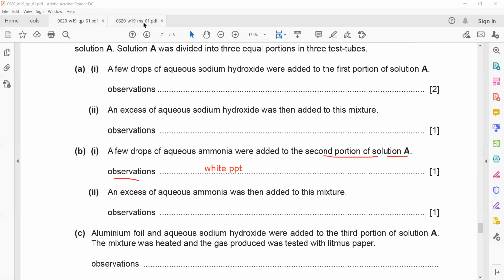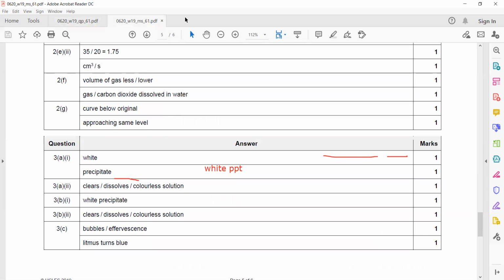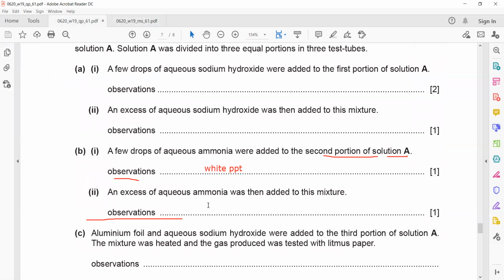If you check for zinc, again it will dissolve. Zinc precipitates are both water soluble. We have to recall that table. So the precipitate dissolves to form a colorless solution.